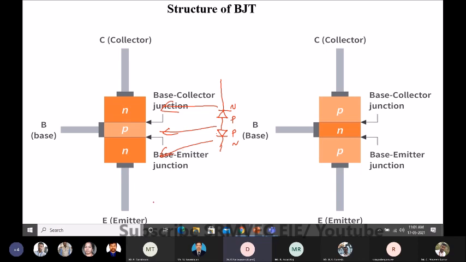Why is it called the emitter? Because it emits electrons. Why the base? Because it acts as a bridge between the emitter and collector. And the collector is called so because it collects the electrons or holes. There are two types here, NPN and PNP.